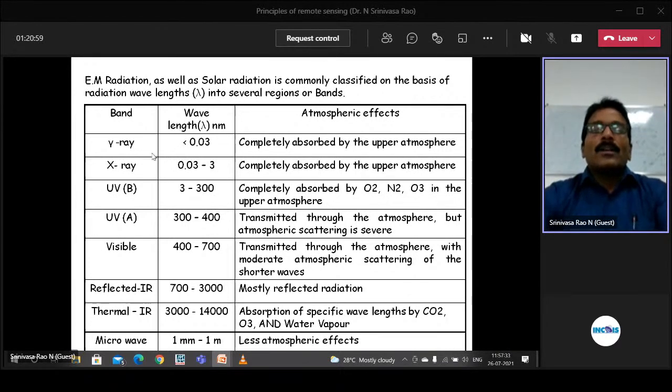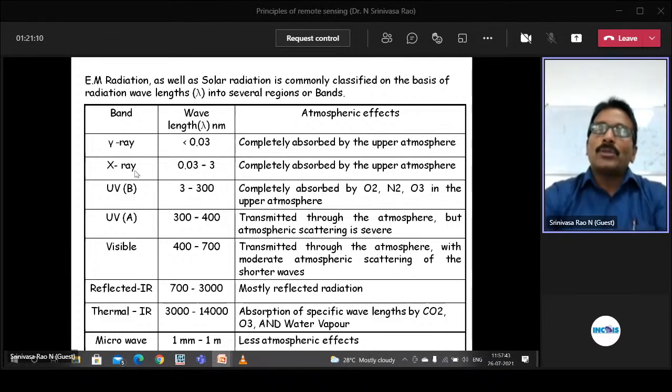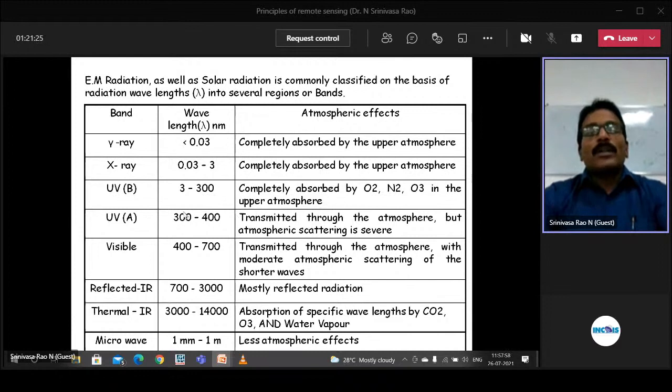Now X-rays, the second group. 0.03 to 3 nanometers is completely absorbed by the upper atmosphere. These also won't reach our ground. Ultraviolet B, 3 to 300 nanometers, is completely absorbed by atmospheric gases: oxygen, nitrogen, O3, ozone, in the upper atmosphere.